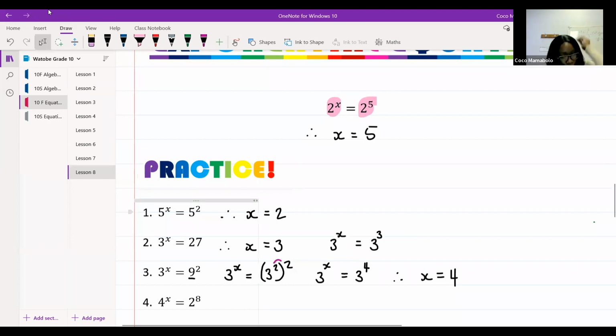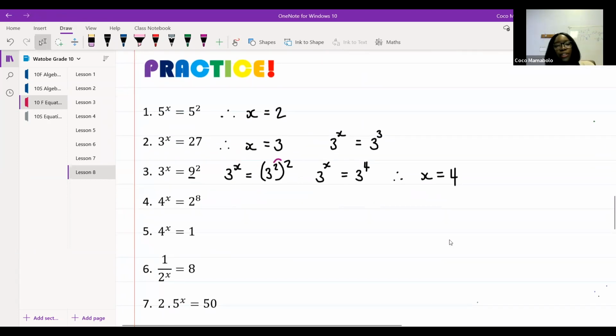Shaden is lost. I'm going to explain to Shaden while the rest of you try number 4 and number 5. I'm going to remind you guys for this one over here that anything to the power of 0 is equal to 1. Choose your energy, your anything. All right. Shaden, where are you? Shaden, unmute for me, my sweetie. Let's talk about number 2.